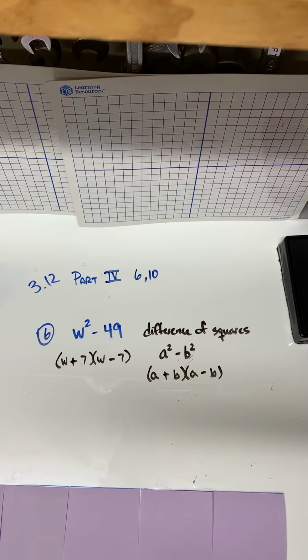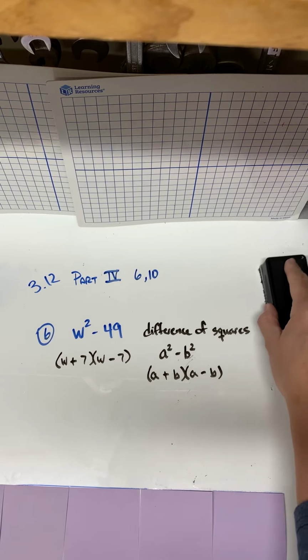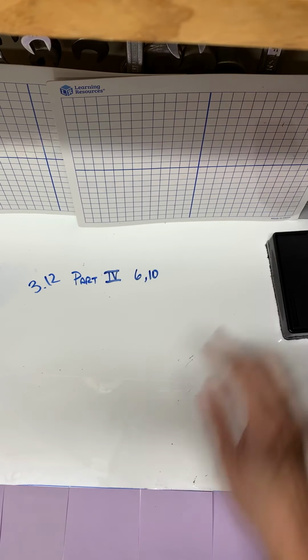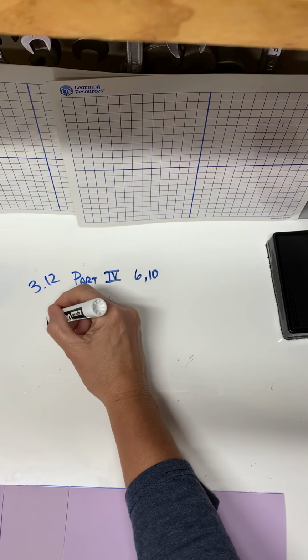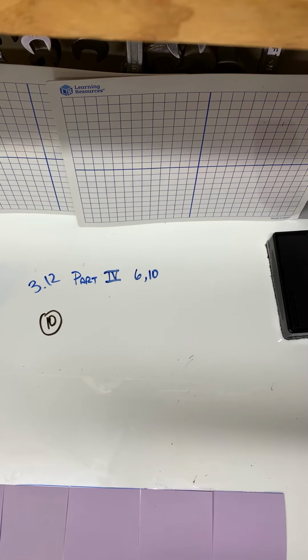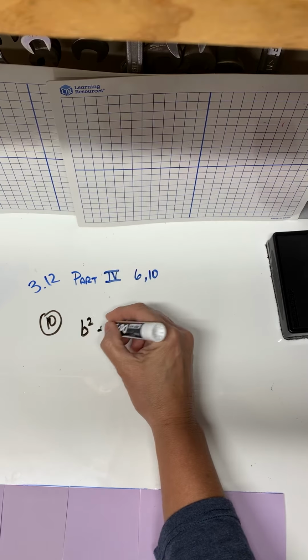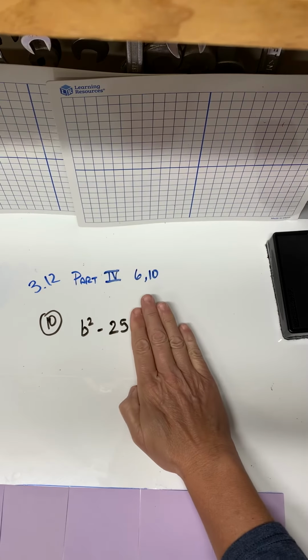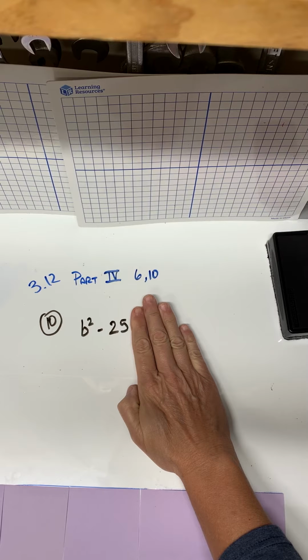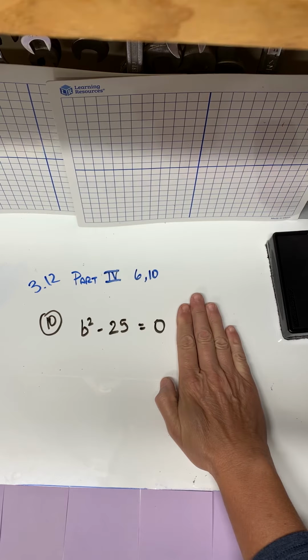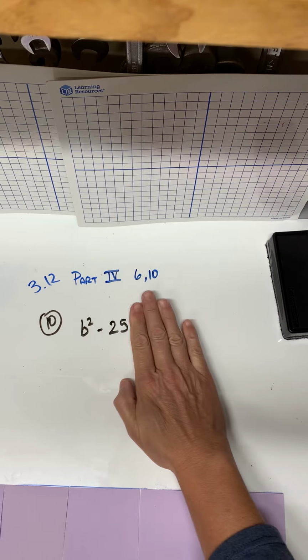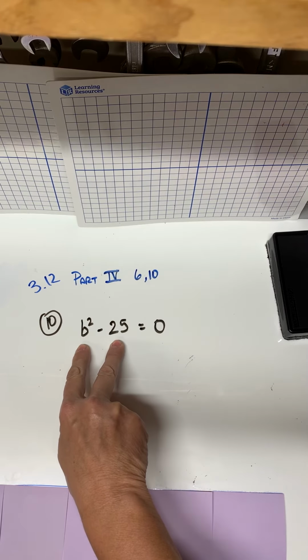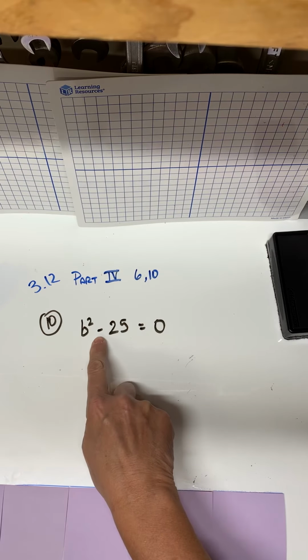So let's move to question 10, where they have another difference of squares, but what you'll notice is that instead of a statement, I have b squared minus 25 equals 0. So instead of a statement, which it would be if there were not the equal sign, it's an equation because it's equal 0. So I look at this, and I notice I have two terms. It's a difference of squares.